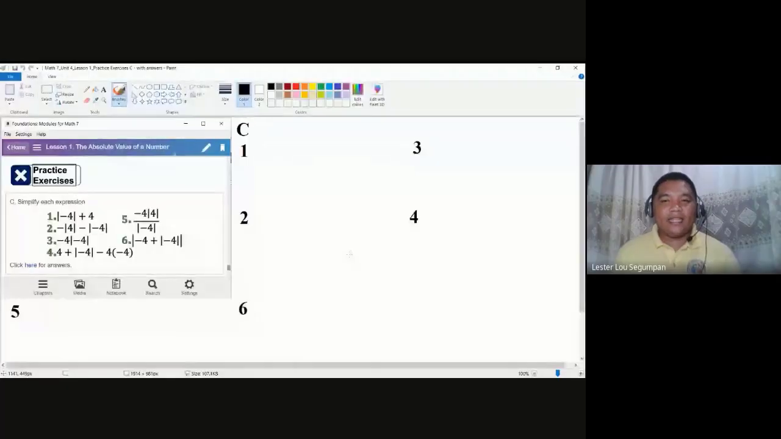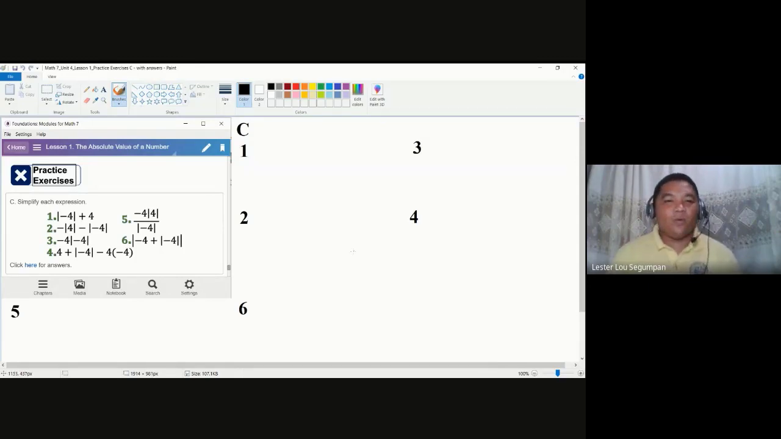Let me show to you what I'm talking about. I'm sharing to you right now the practice exercise for part two, but still it's on practice exercise C. Why practice exercise C? Because practice exercise A discussed the representation of absolute value in a real number line, and practice exercise B is part one of the abstract form. We are now on the second abstract form. So we have here expressions that involve absolute value notations, but there are still multiple operations that may be found inside or outside the absolute value notation.